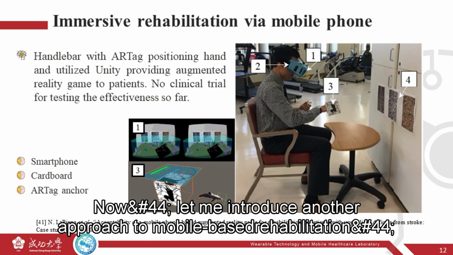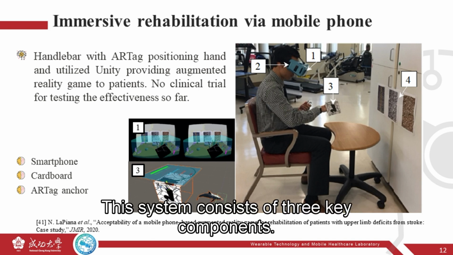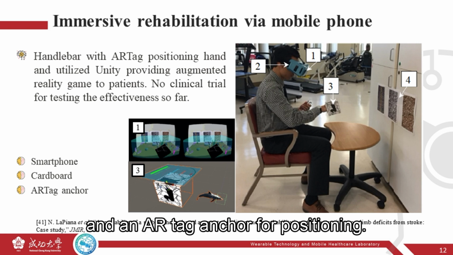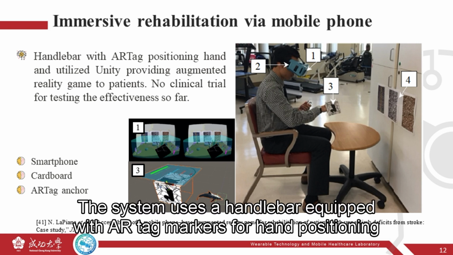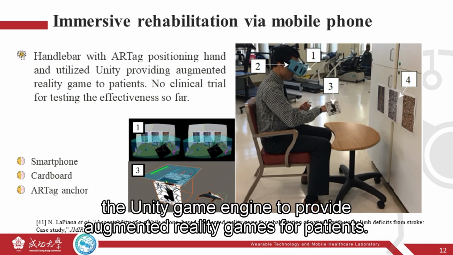Now, let me introduce another approach to mobile-based rehabilitation, presented in a case study by LaPiana and colleagues in 2020, published in JMR. This system consists of 3 key components: a smartphone, a cardboard VR headset, and an AR tag anchor for positioning. The system uses a handlebar equipped with AR tag markers for hand positioning and leverages the Unity game engine to provide augmented reality games for patients.